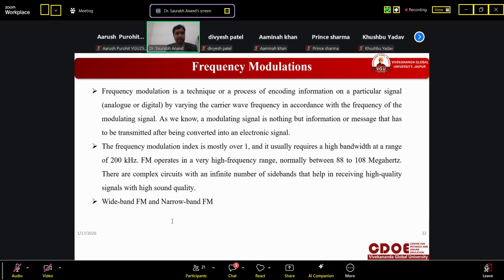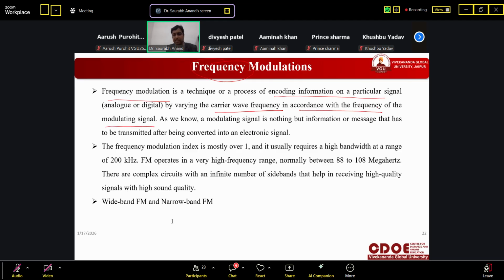Second is frequency modulation. The same process is there, everything is the same. In this case, we will vary the frequency of the carrier wave in accordance with the modulating signal, that is the information. You can see here the definition: frequency modulation is the technique of encoding information by varying the carrier wave frequency in accordance with the modulating signal.